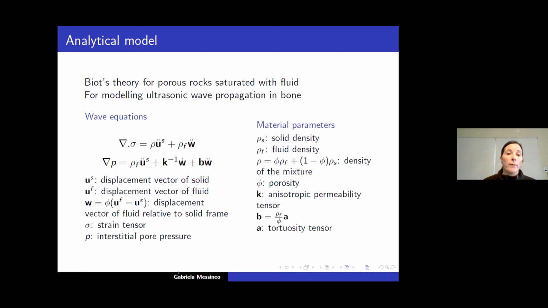Here we display the wave equations, which are in terms of the displacement vector of fluid, solid and fluid related to solid, the strain and the interstitial pore pressure. And the material parameters here are the solid density, the fluid density, the mixture density, the porosity, and the second order symmetric tensors related to solid phase permeability and sample tortuosity.